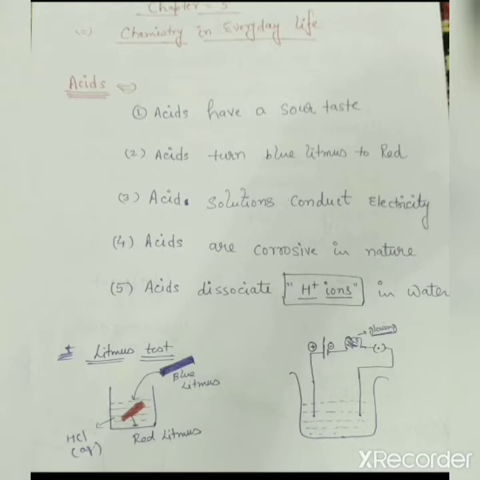The fourth property is acids are corrosive in nature. Some acids like mineral acids, which are very corrosive in nature, when they are put on your skin, on cloth, on wood, they will corrode all these things like metals. One more best example to show the corrosive nature of acids is the Taj Mahal. You see, the Taj Mahal is decaying, deteriorating because of acid rain.